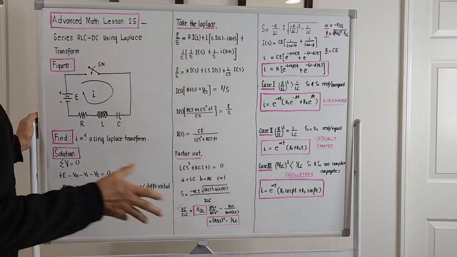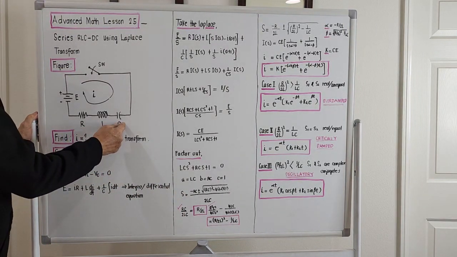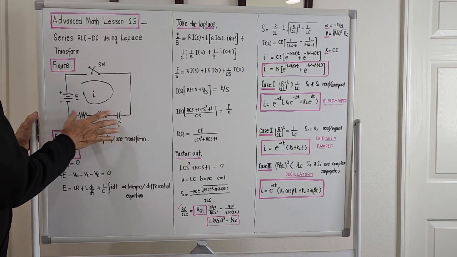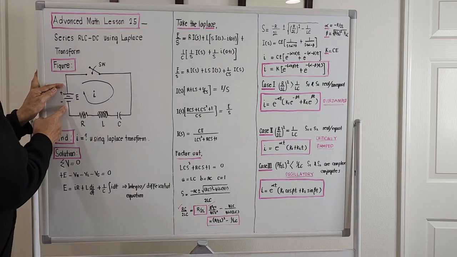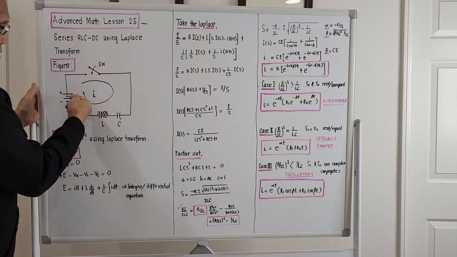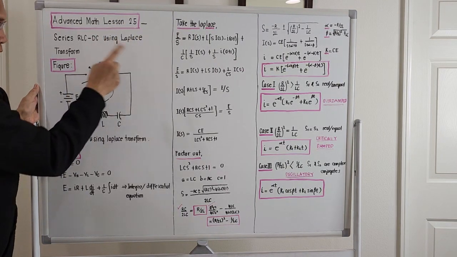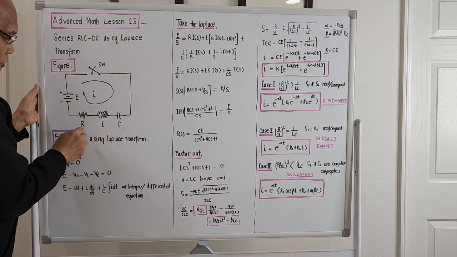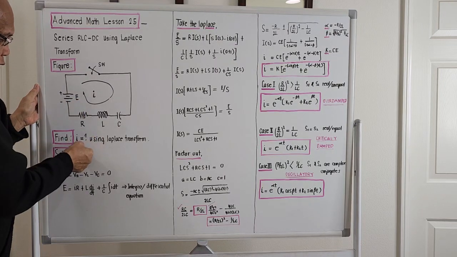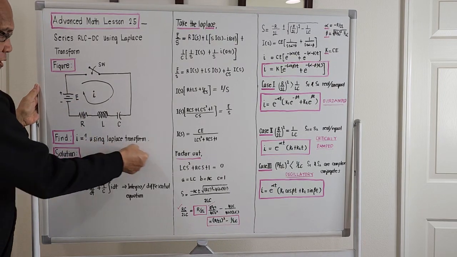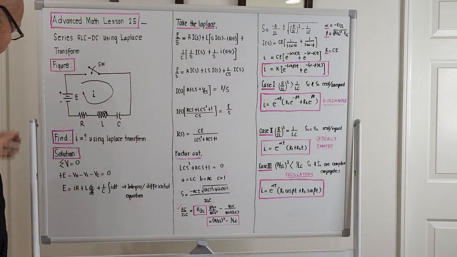The figure of the problem is a resistance, inductance, and capacitance, all connected in series, energized by a direct current source. They are connected with lines, and there's a switch over here. The problem is asking what will be I as a function of time, as a function of resistance, inductance, capacitance, and the voltage E. What will be I as a function of time by using Laplace transform? Okay, let's proceed with the solution.